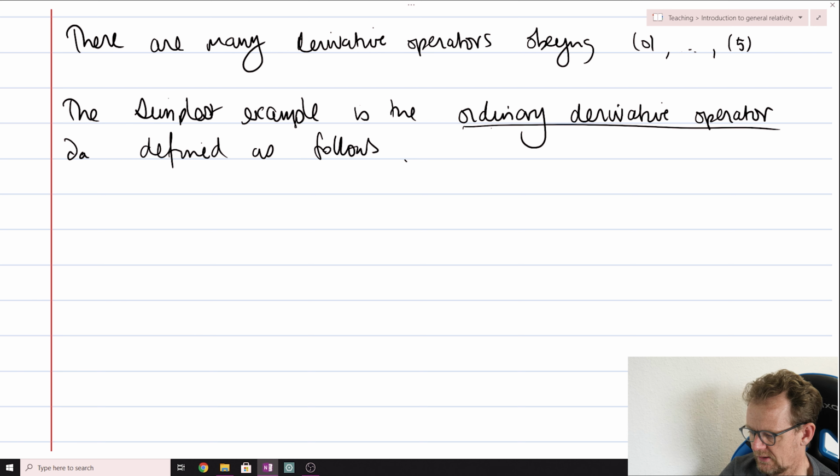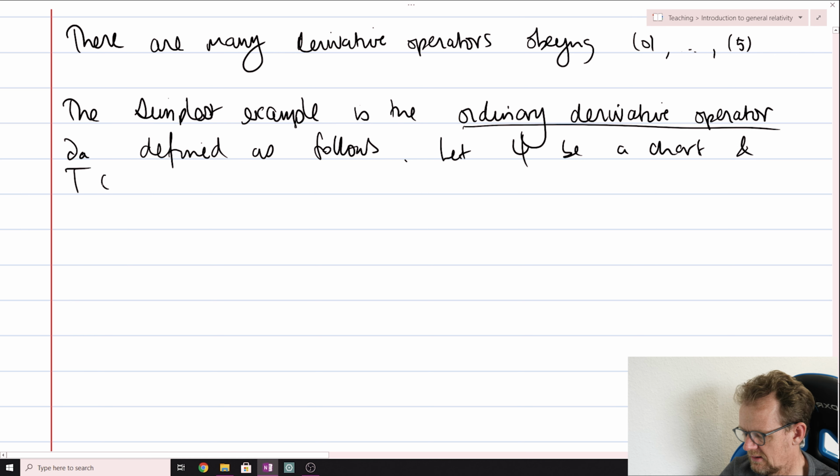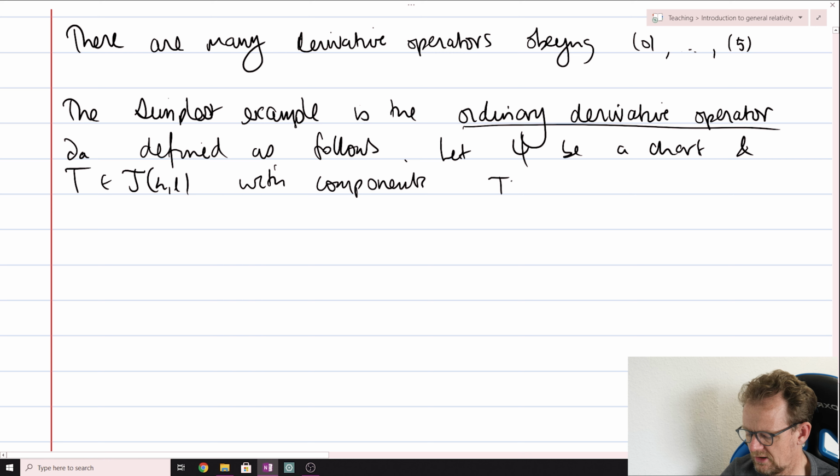So it's defined as follows. Let psi be a chart and T a tensor of type KL with components now, right? We're going to represent this tensor in this coordinate system, T mu. I'm using Greek letters here to indicate that. So in the coordinate basis, it has those components, and delta acts via the following.